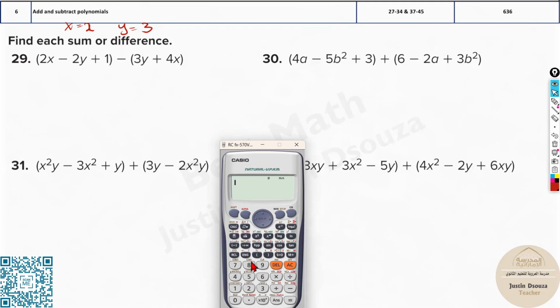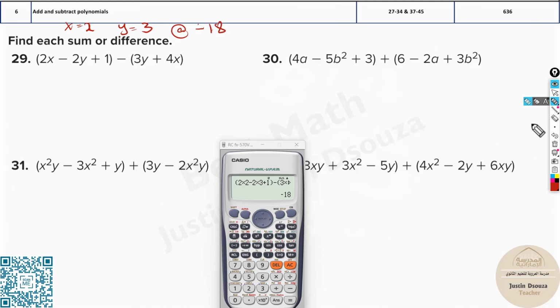Now here, instead of x, I substitute 2 because I'm assuming x to be 2, minus 2. Don't put alpha x because there are two variables. You cannot input two variables. So instead of y, what do we do? Multiply it by 3 because we assumed y as 3, plus 1, close the bracket, minus, open the bracket, 3 times what is y? It is number 3, plus 4x, x is number 2. Close the bracket. What is the answer? So at these values, the answer we got is minus 18.